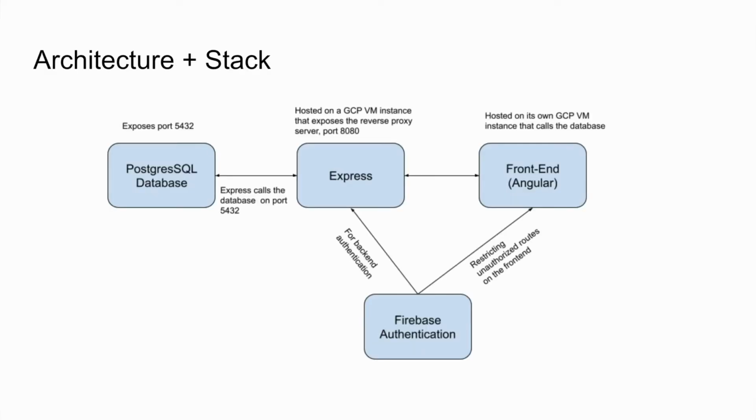The diagram on this slide explains the general architecture of our application. We have an internal service which is a Postgres database, and it exposes port 5432, and then Express calls that port through localhost. These are hosted on a separate VM which exposes port 8080 for the reverse proxy server. For the front end, we have Angular, which is hosted on a separate VM, and it calls Express through the external IP address of Express.